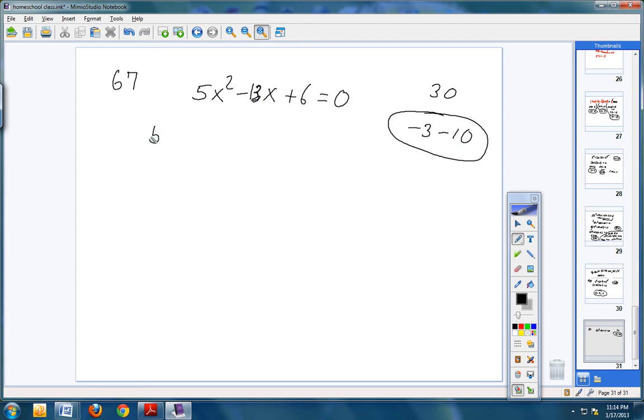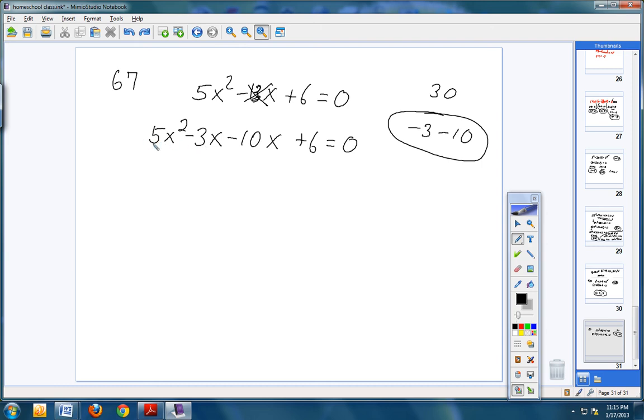Remember what to do next? You write your 5x squared, and then you do not write negative 13x. Instead, you put negative 3x, negative 10x. I pick these two numbers up and put them right here, then bring down your positive 6, and we continue to factor. What's common in these first two terms right here? Remember, just totally ignore these two terms, all right? Don't even look at them. Just look at these two right here, okay?